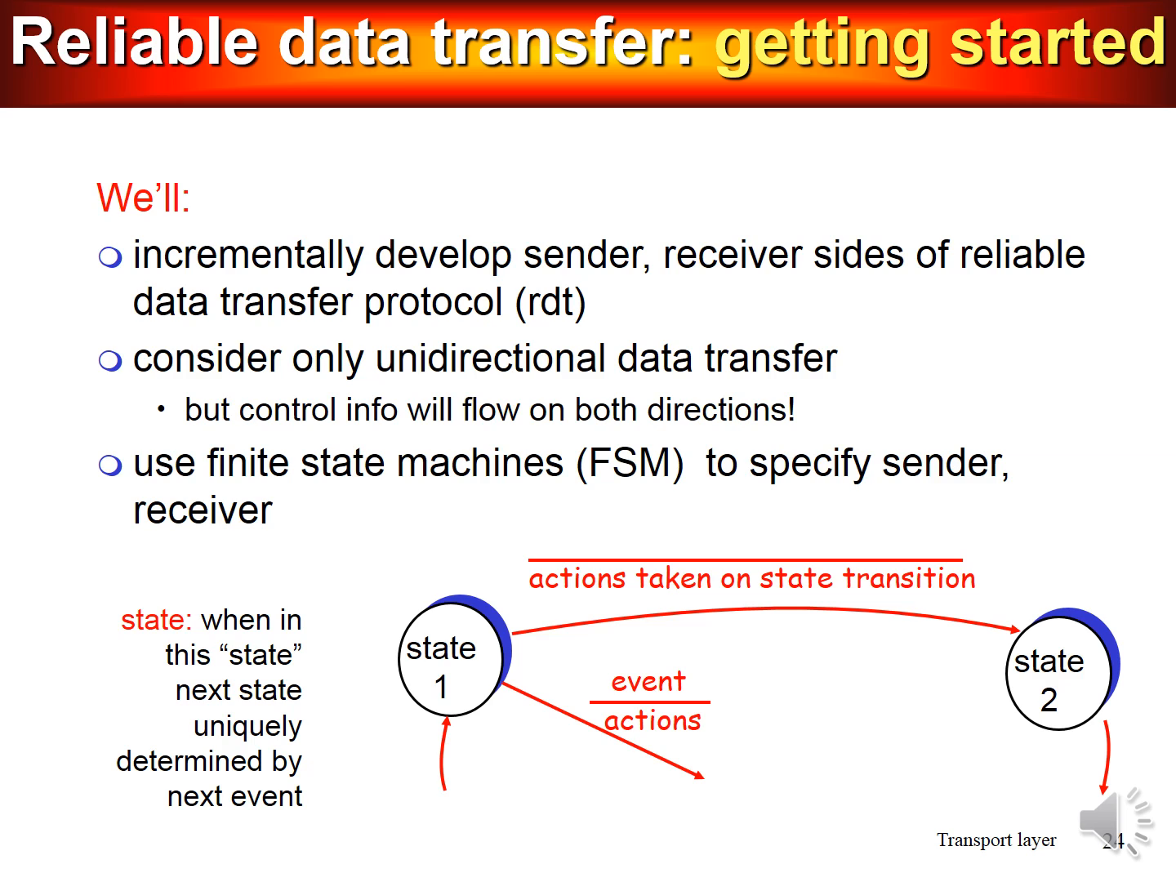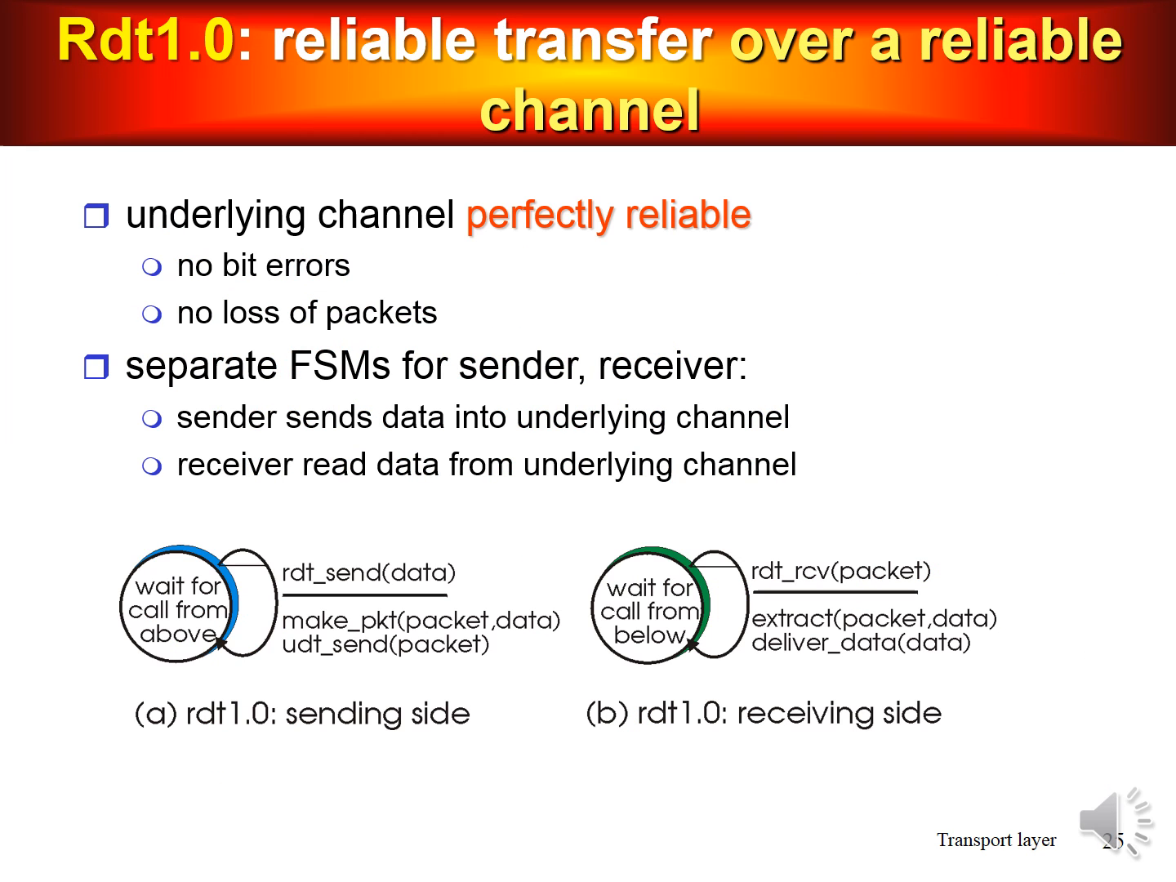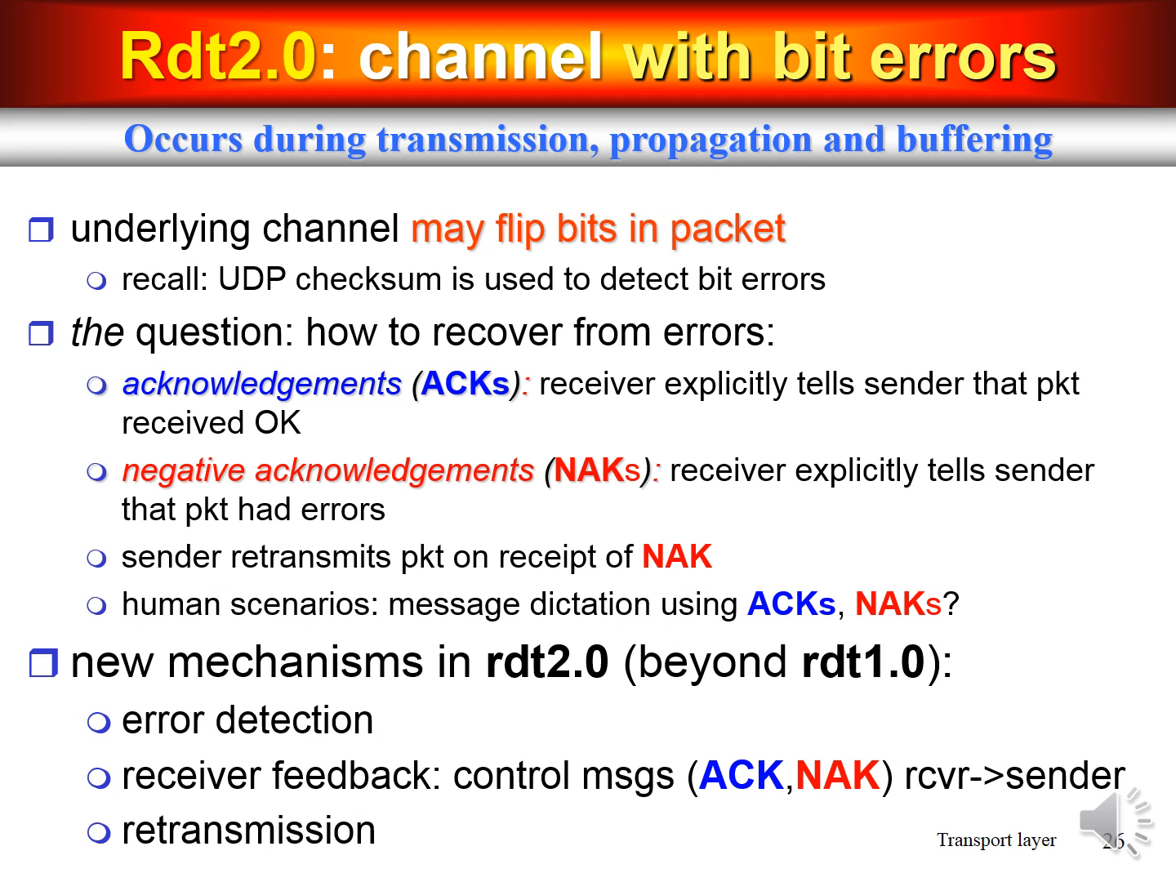So getting started, the action taken on the state transition or event. We use a finite state machine to specify the sender and the receiver for reliable data transfer over a reliable channel. The sender and the receiver send the data packet. Wait for call from above, wait for call from below, extract packet. After receiving, it has to extract the data and deliver the data. But the channel may flip bits in packets.